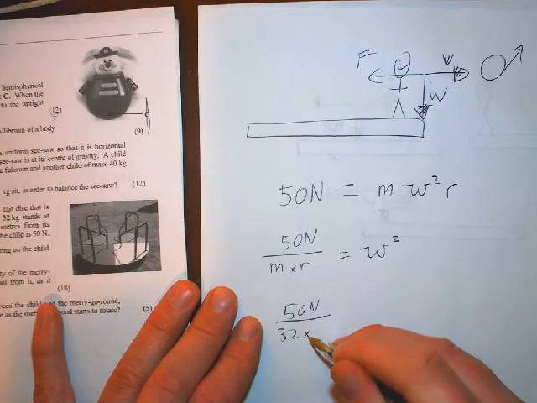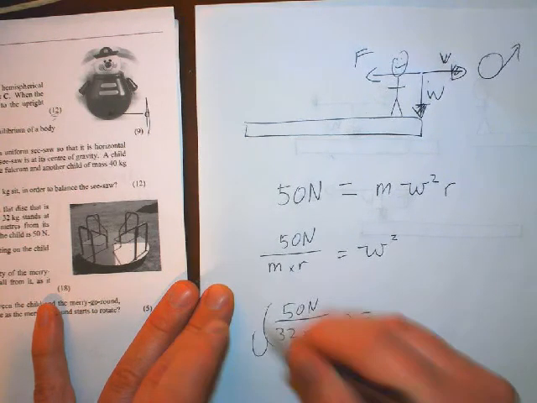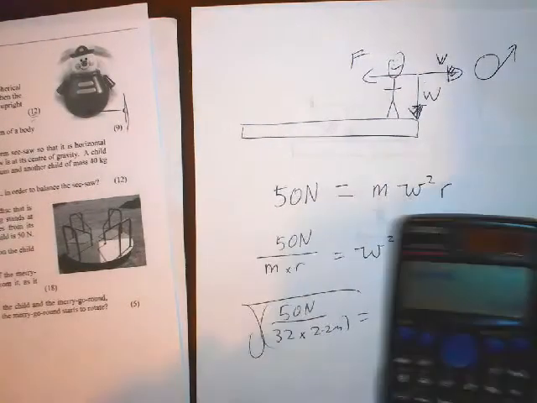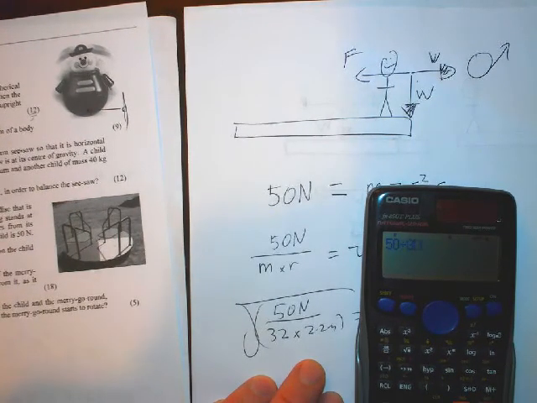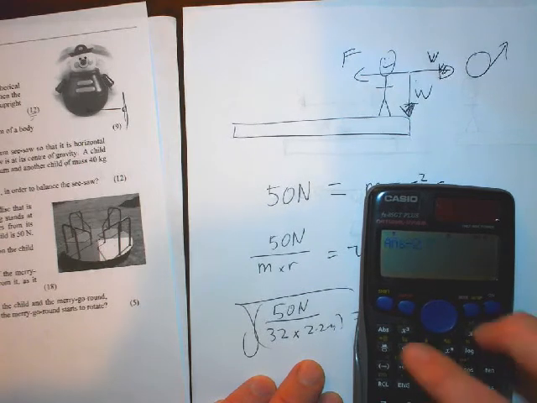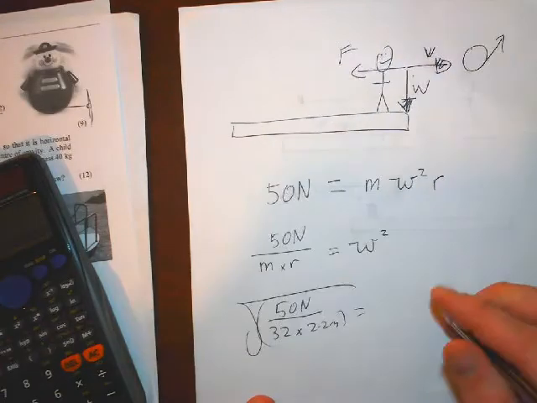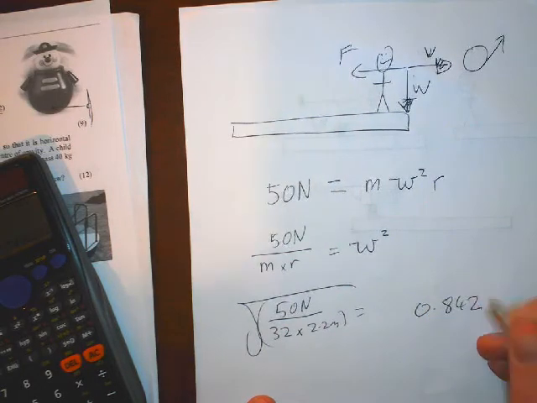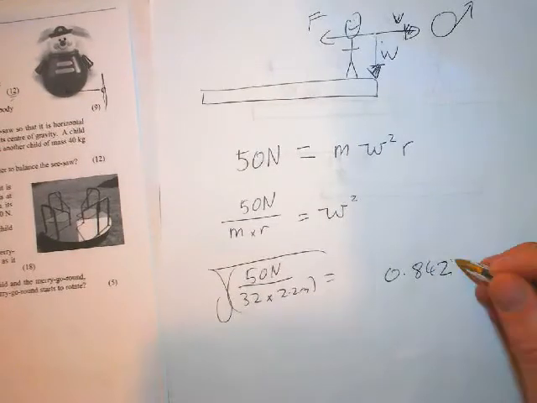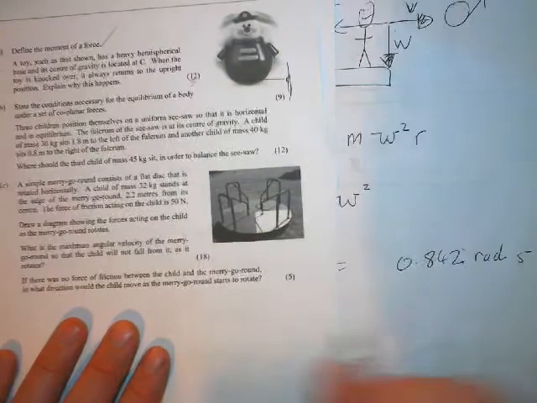50 newtons divided by the mass of the child, which is 32, times the radius that he's at, which is 2.2 meters. We'll worry about units right at the end. It is equal to the square root of all that, which will give us our answer in angular velocity. And we need to be careful, it's going to be in radians per second. But let's see, 50 divided by 32 divided by 2.2, and we need to get the square root of that. So we have 0.842, and we have to be careful here. If you remember back, these are in radians per second. That's how fast the child is rotating around.